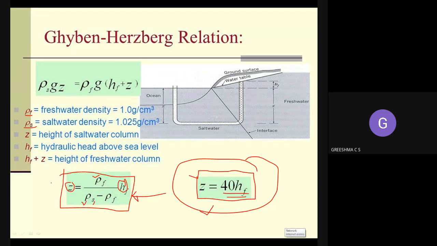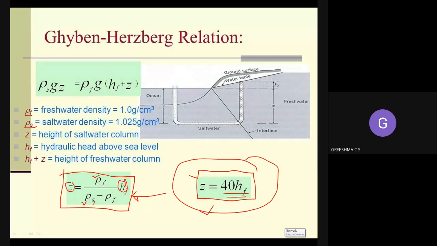If you substitute 40 HF, now you can find out HF, right? That is the only unknown that is remaining. So you can find it out. The reverse also you can do. If you do it in reverse, you can find out the depth of the freshwater zone above the sea level. So this equation is very important.